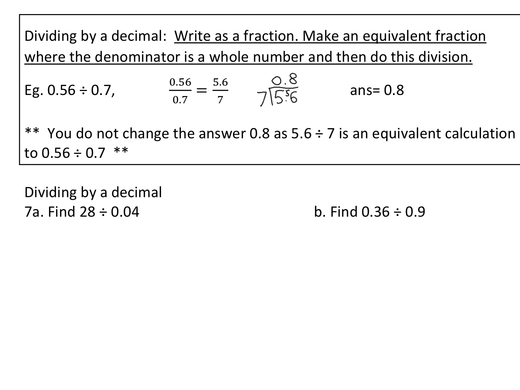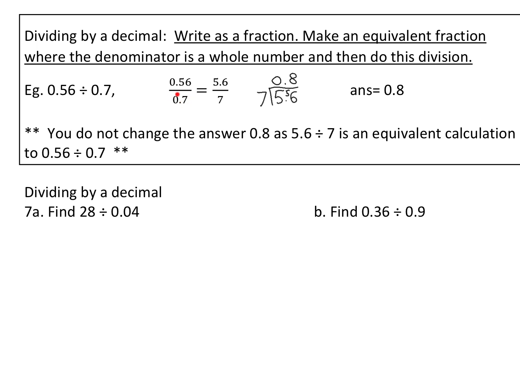Dividing by a decimal. The method is you get your decimals in the question, you write them as a fraction, you make an equivalent fraction where the denominator is a whole number, and then you do that division. So if you had 0.56 and you divide it by 0.7, you write that as a fraction.